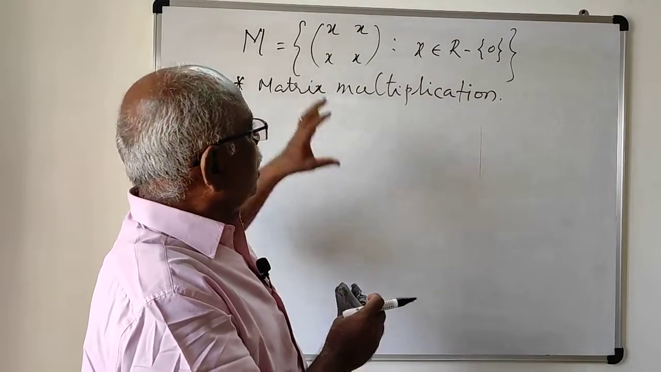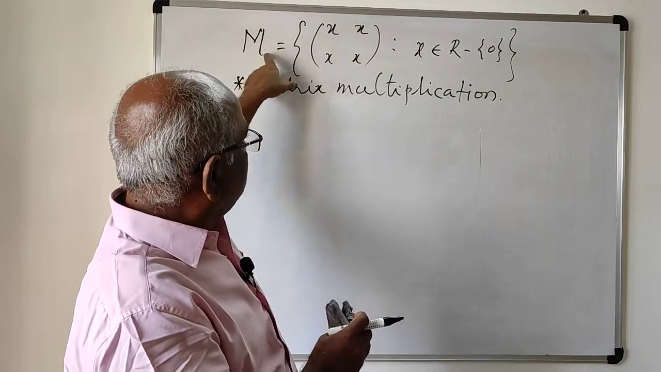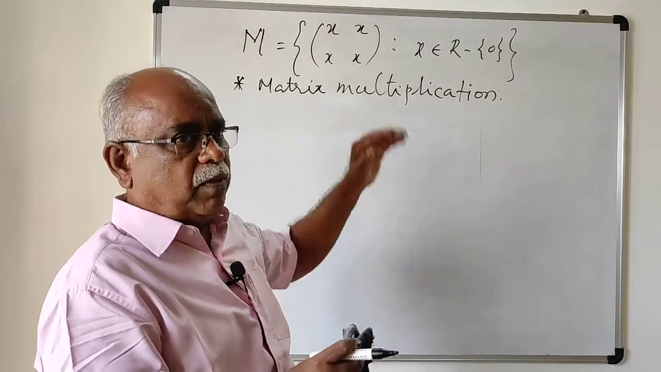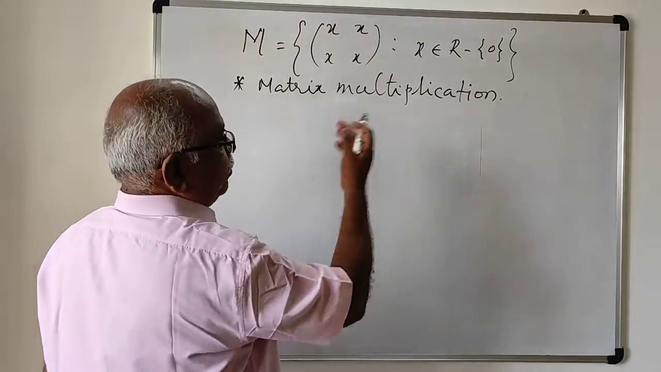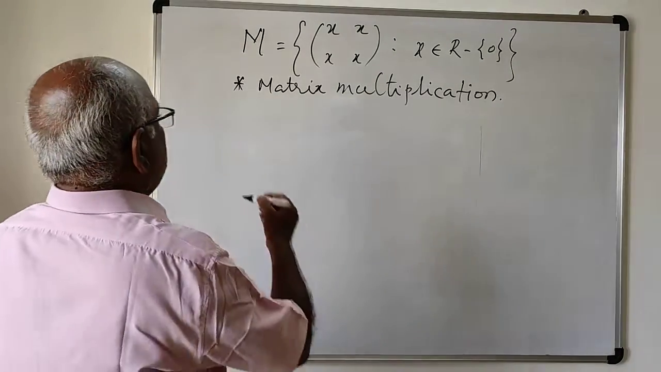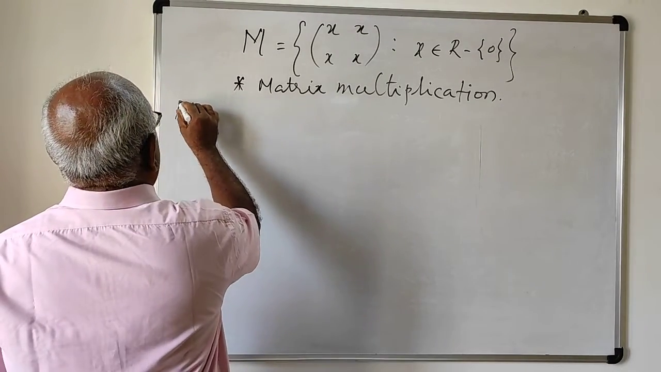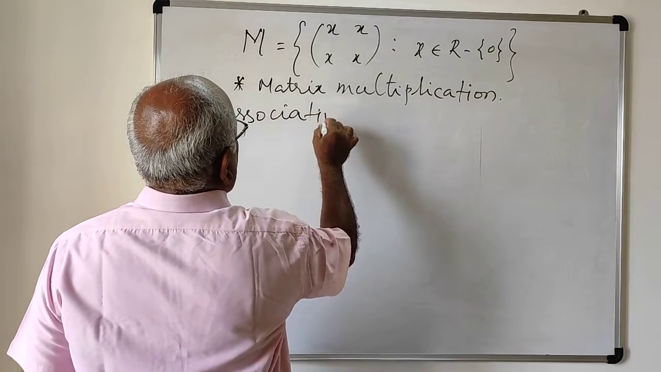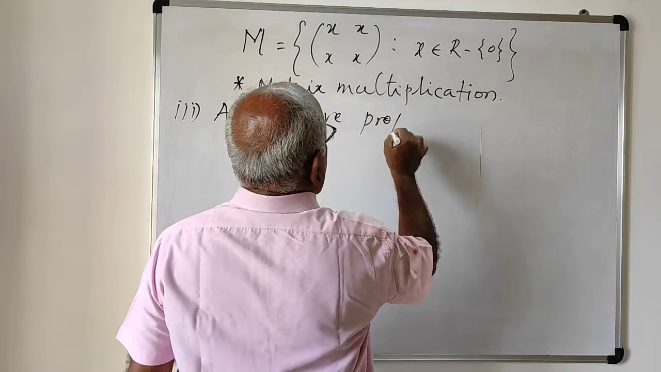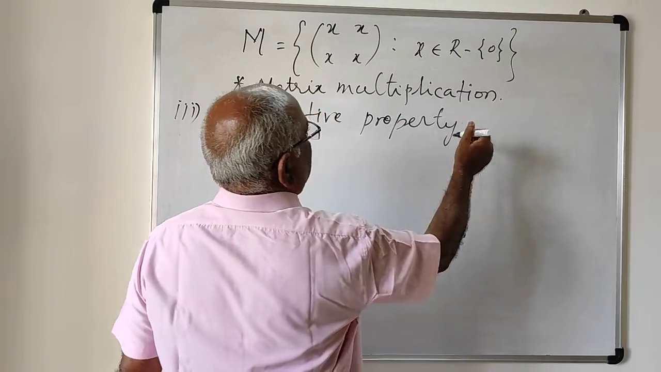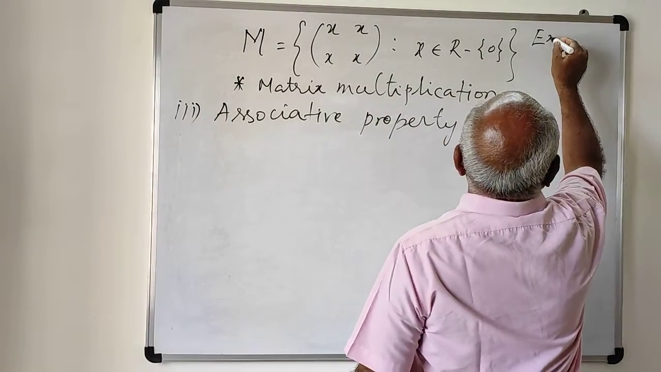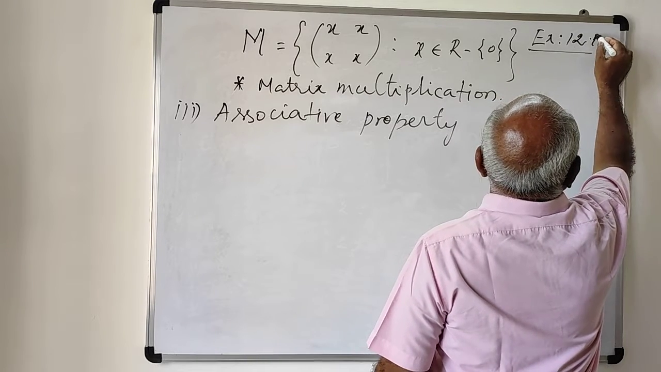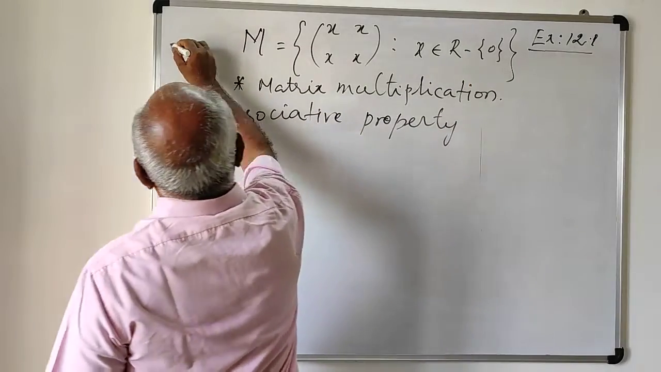I have proved that star is defined on M, that is, star is closed on M, that is a binary operation. We have proved the closure property, and commutativity was also proved in the previous video. Now I am going to prove the associative property. This is in exercise 12.1, problem number 9.